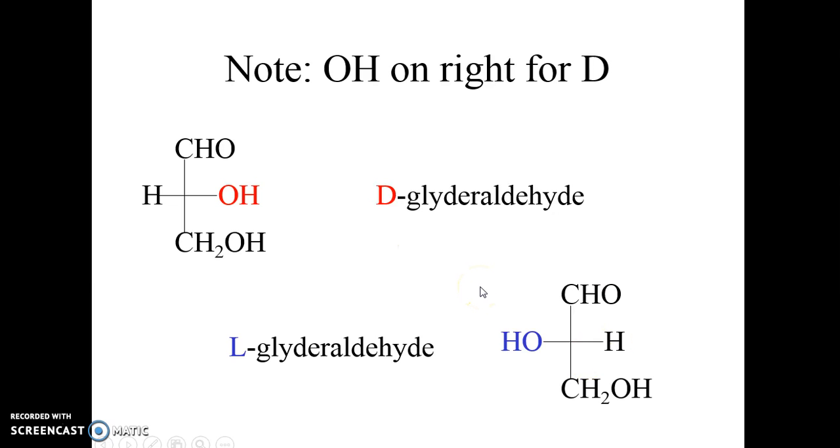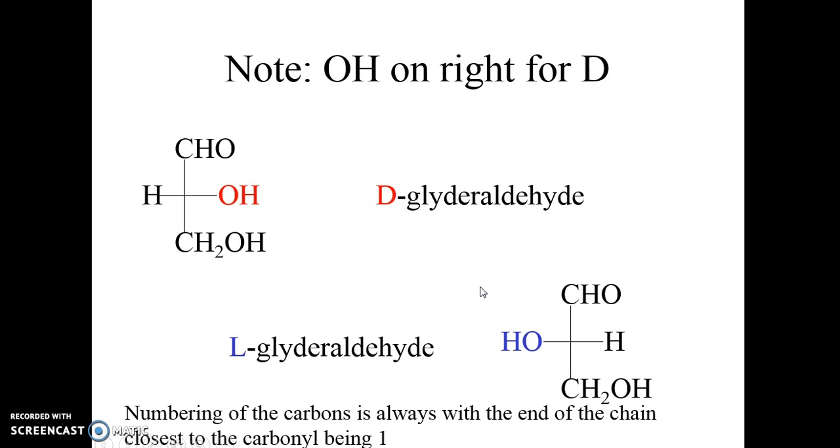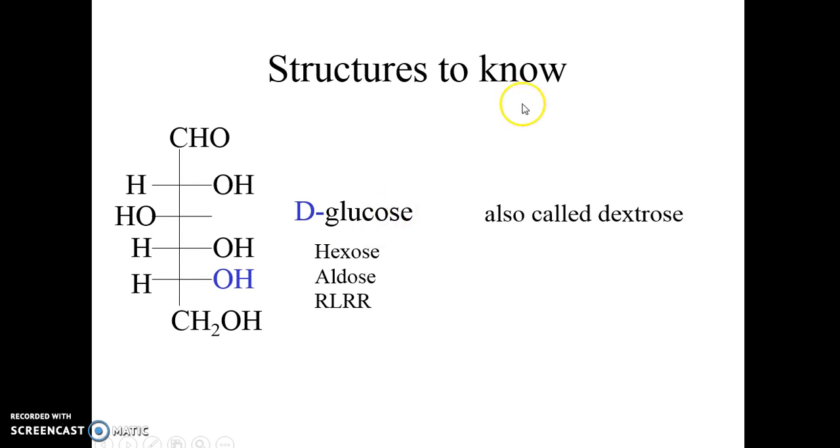Let's look at some other carbohydrates. Of course, this is something important: the numbering always starts at the carbon at the end that's closest to the carbonyl. So this is 1, this is 2, this is 3. Keep that in mind when we're looking at these carbohydrates. Okay, now let's look at this. This right here is glucose. The carbonyl is at the top.